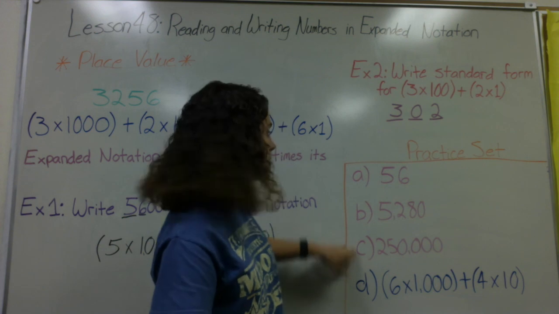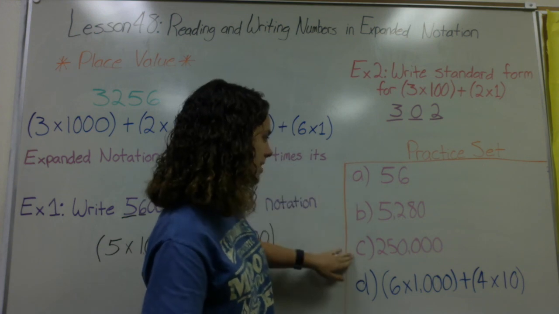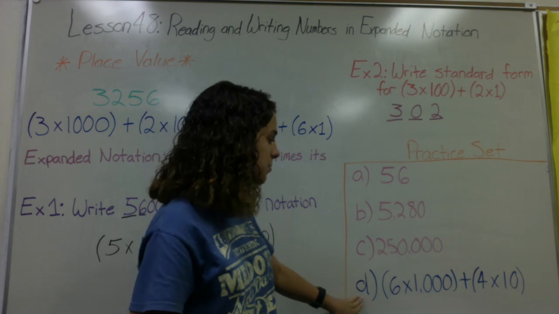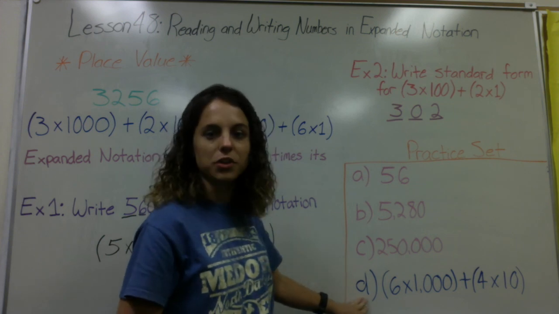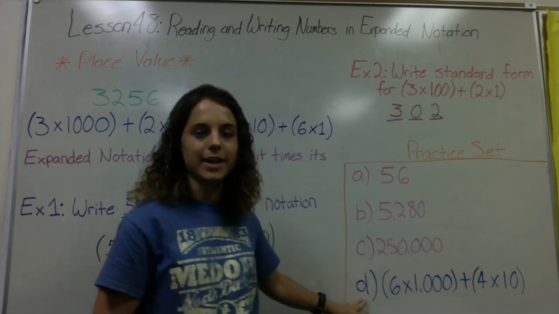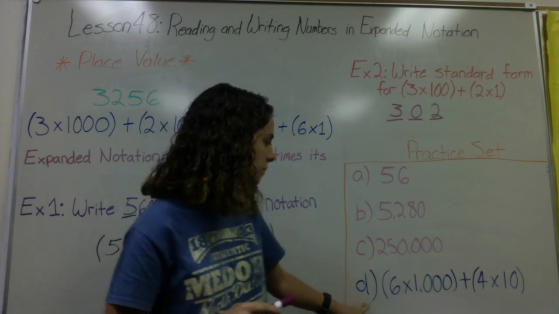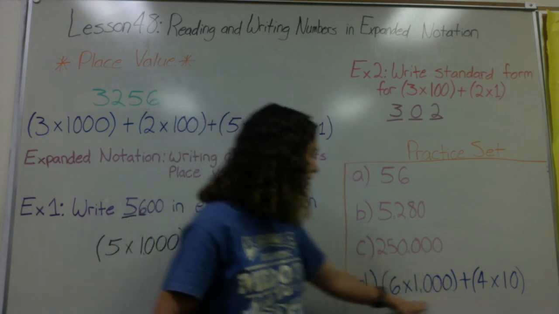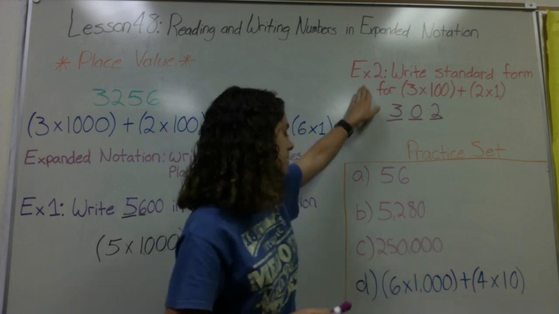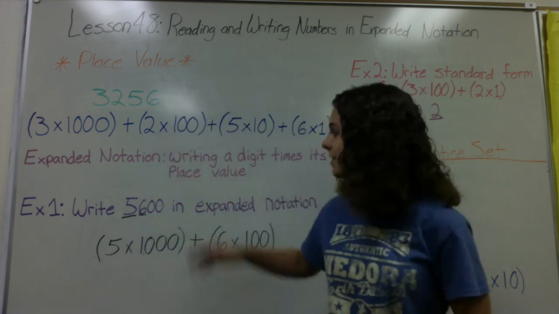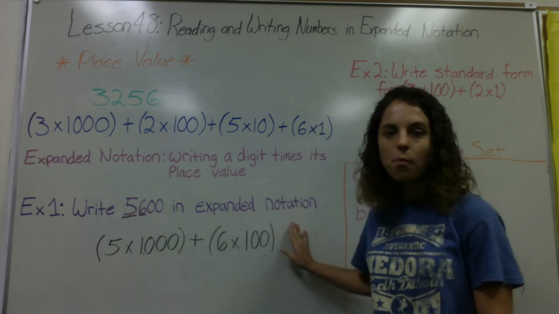The directions for these being you're going to write these numbers in expanded notation. And then letter D is written in expanded notation for you, and you're going to write it as a standard form. So it's the opposite. You're going to just write this as it normally would be. So this is similar to example 2. Letter A, B, and C are similar to example 1.